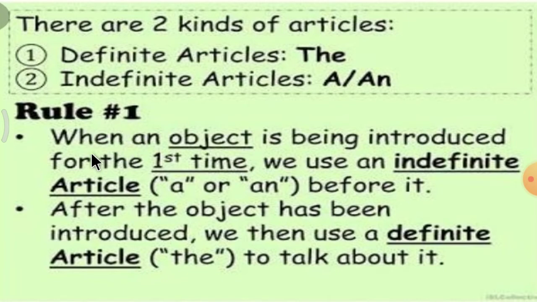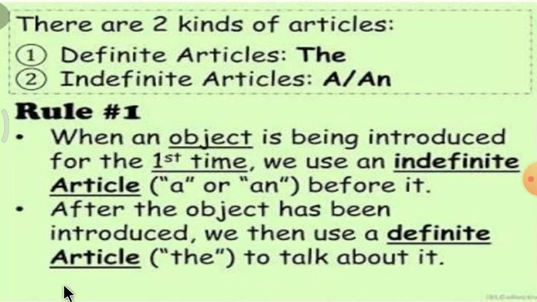Rule number one: when an object is being introduced for the first time, we use an indefinite article, that is a or an, before it, meaning before the spelling. After the object has been introduced, we then use a definite article, the, to talk about it.